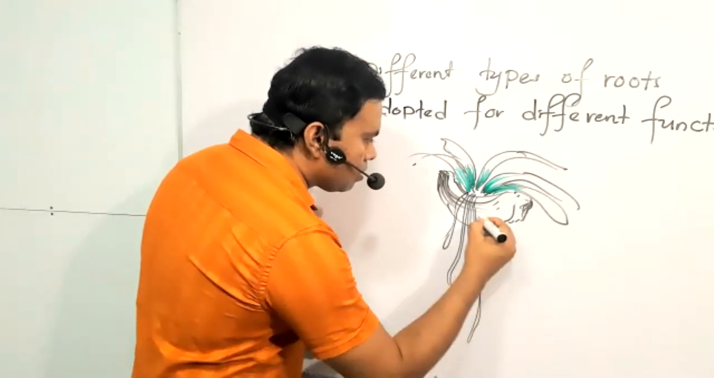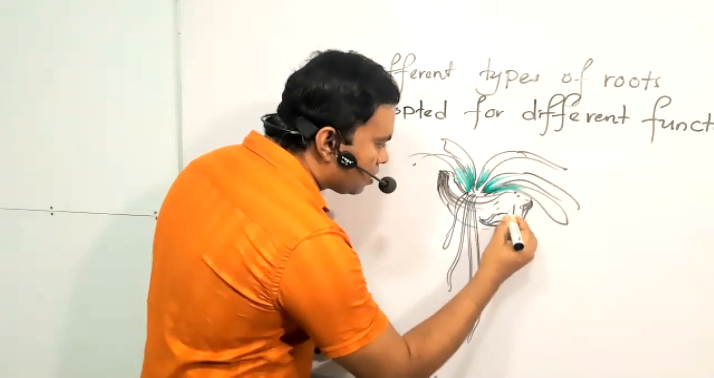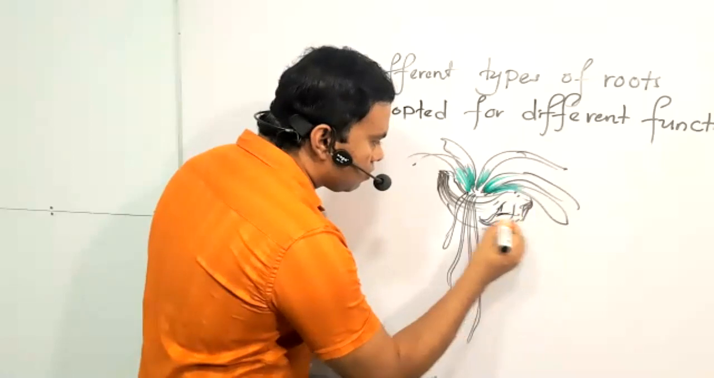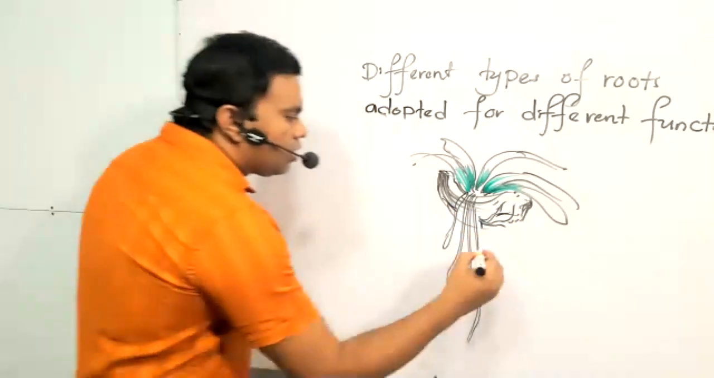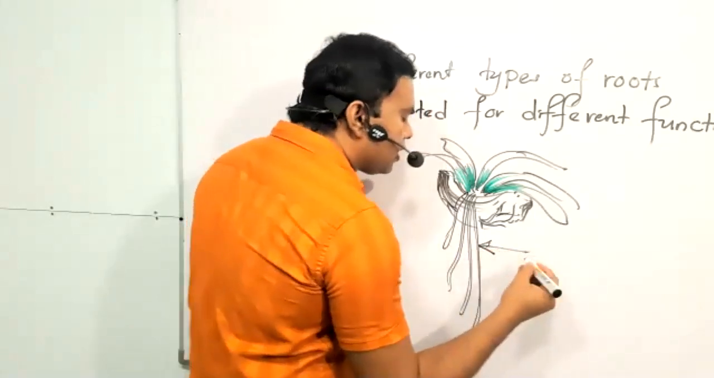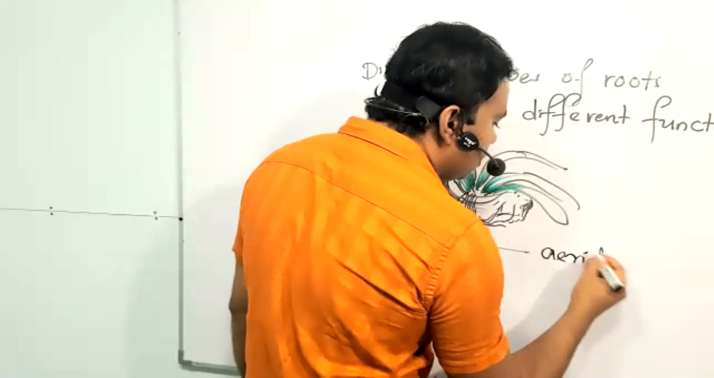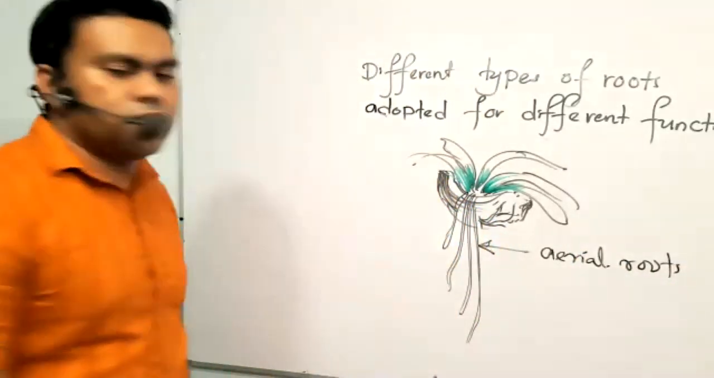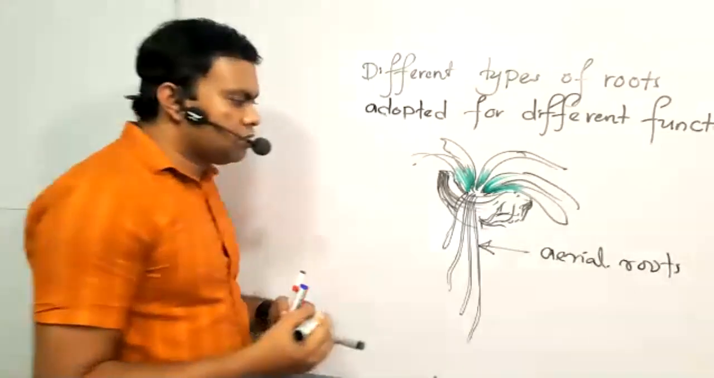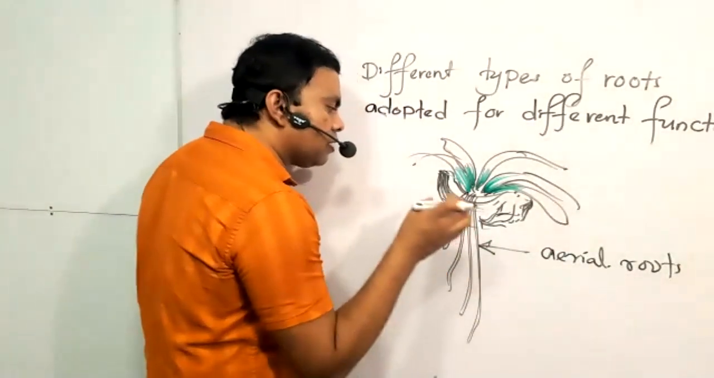Hanging down. Sometimes they are moving somewhat thick. Okay. So they are known to be aerial. Aerial roots. So what's the importance of that? Yes, for the absorption of water vapor into the plant.